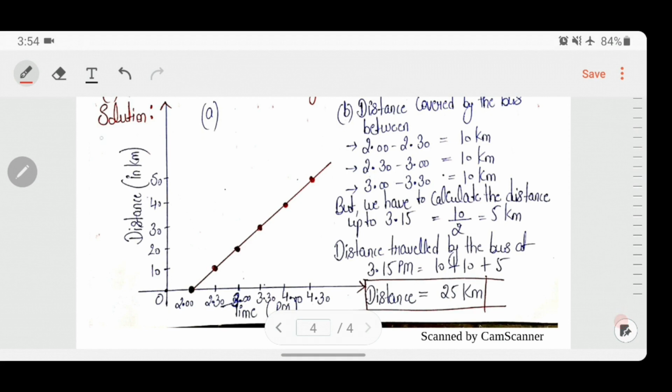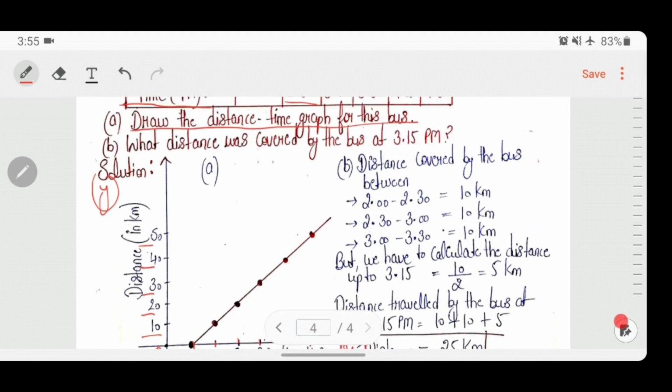Easily you can draw the graph. This is our y-axis, on which we represent the distance in kilometers, and this is the x-axis, on which we represent the time period, which is in p.m. First of all, let's point out all the times and kilometers on these axes. We start with the origin, which is 0, and this is 2 p.m., this is 2:30 p.m., this is 3 p.m., this is 3:30 p.m., this is 4 p.m., and this is 4:30 p.m. And this is 10 kilometers, 20 kilometers, 30 kilometers, 40 kilometers, and 50 kilometers.